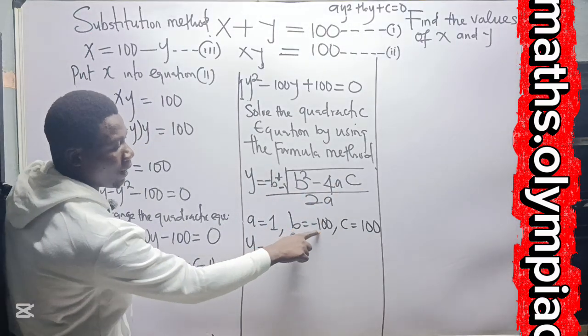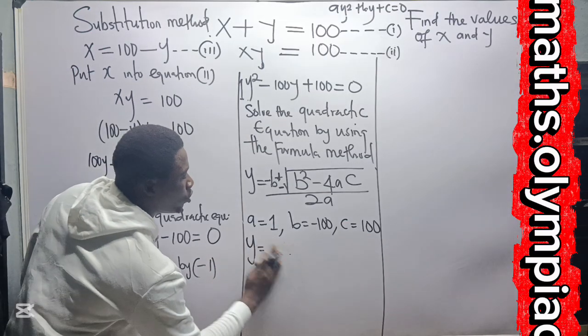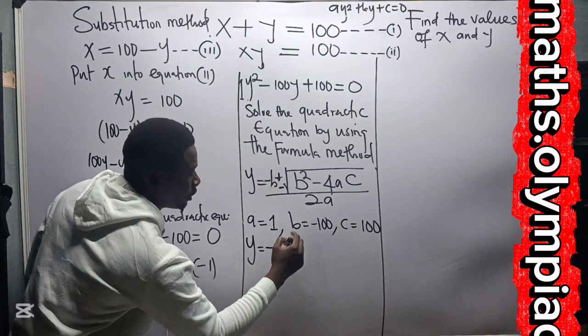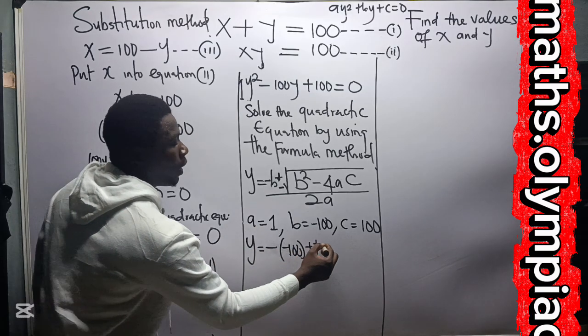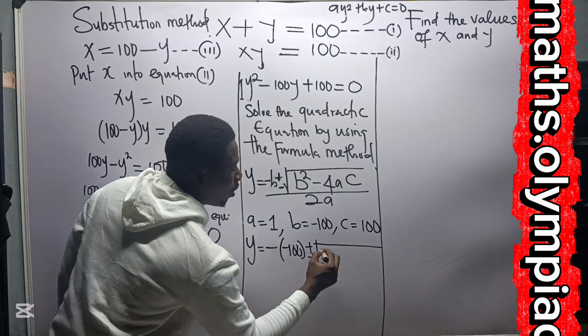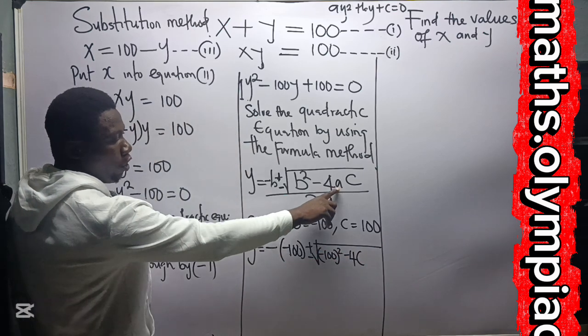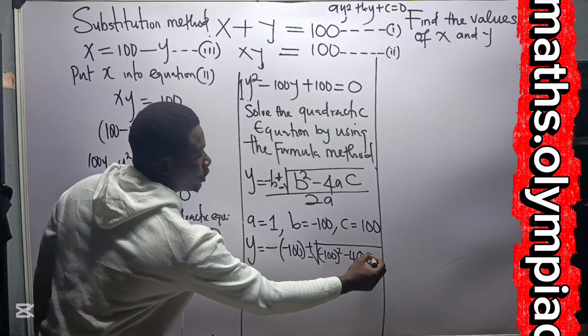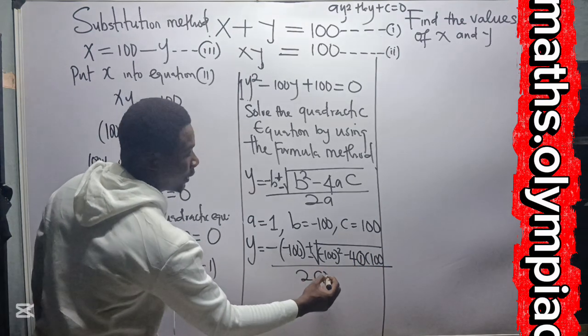So our b is minus 100, so you have minus, b is minus 100, plus or minus the square root of minus 100 squared minus 4 times a. 4a, a is what? 1. C is what? 100. All over 2a, which is 2 bracket what? 1.